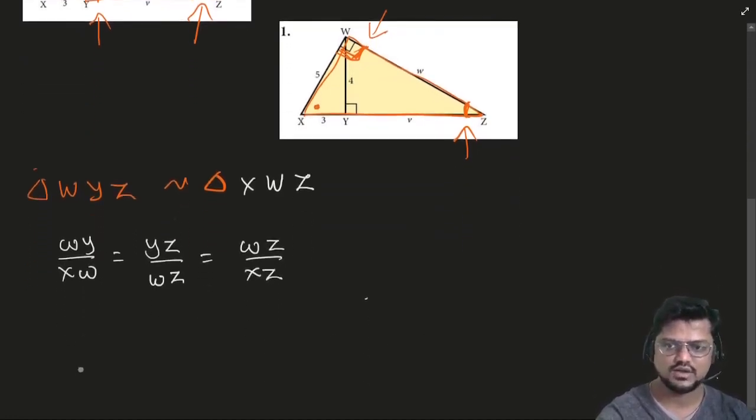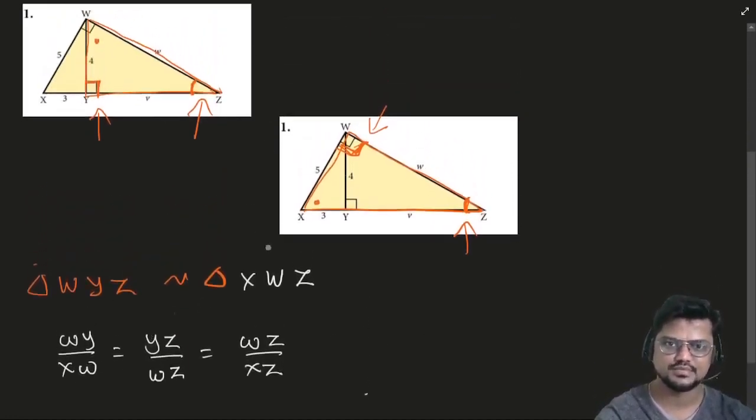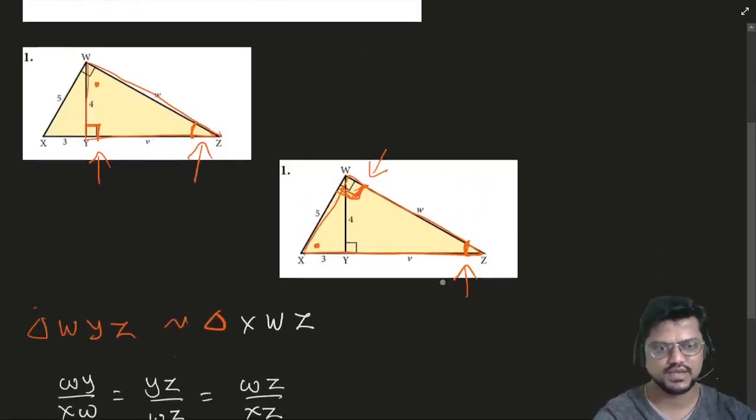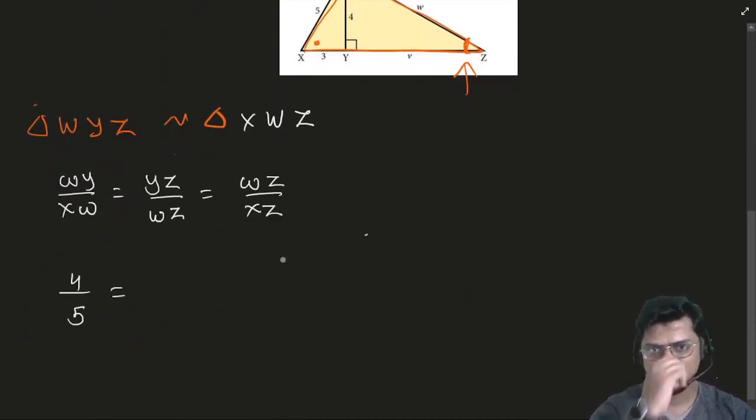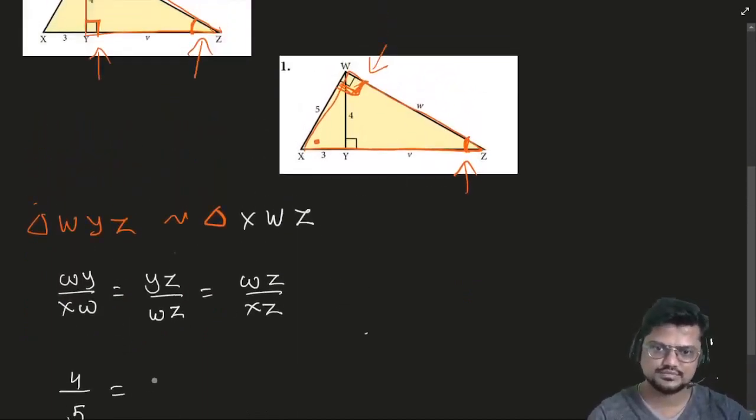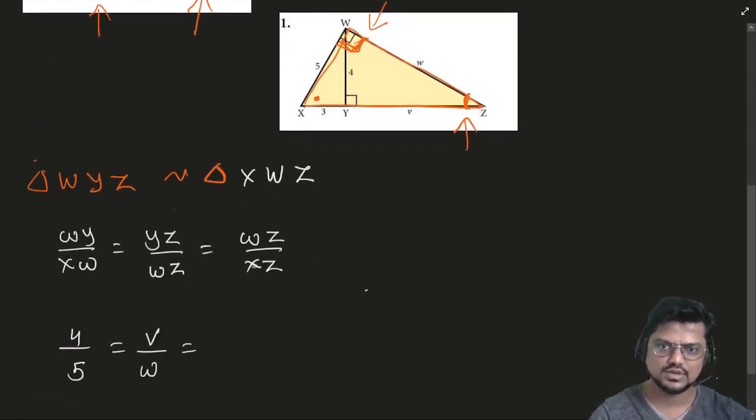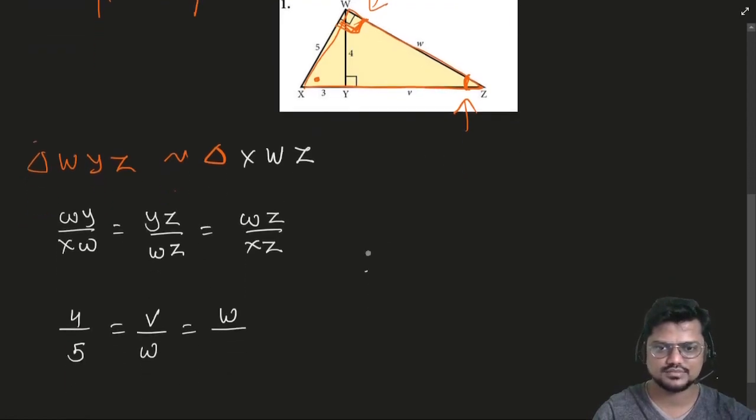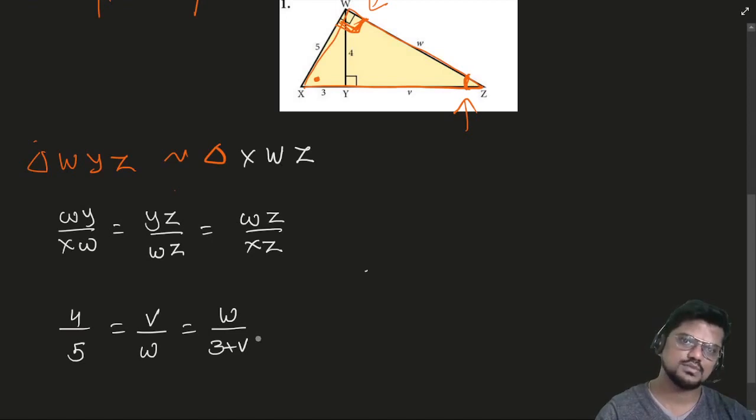Fine. What are the values of this? What is WY? WY is 4. What is XW? That is 5. What is YZ? That is V. What is WZ? W. Upon, the next is XZ. XZ is 3 plus V.